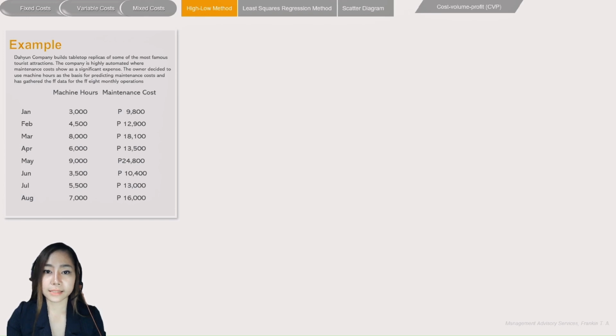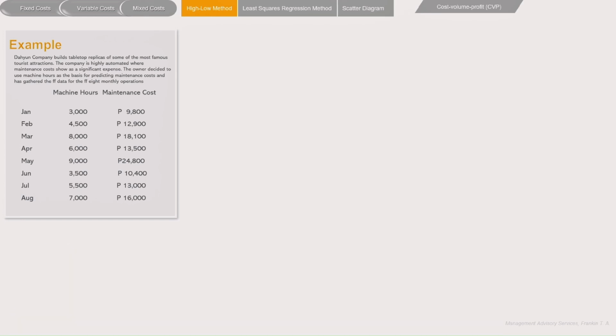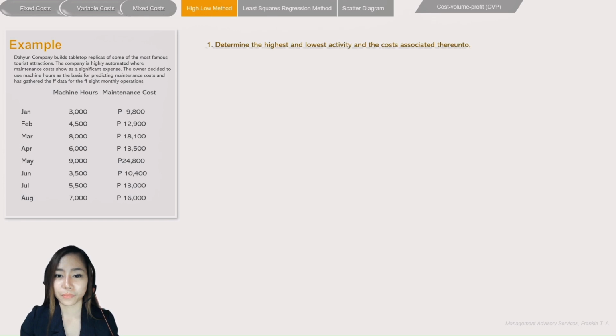The given is that the Dayan company builds tabletop replicas of some of the most famous tourist attractions. The company is highly automated, where maintenance costs are a significant expense. So the owner decided to use machine hours as a basis for predicting maintenance costs and has gathered the following data for an 8-month operation. Here are the steps on how to do the high-low method.